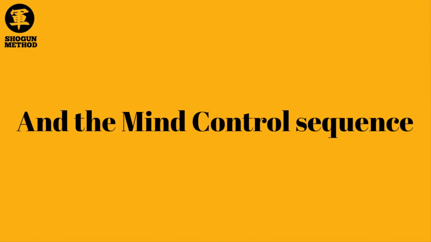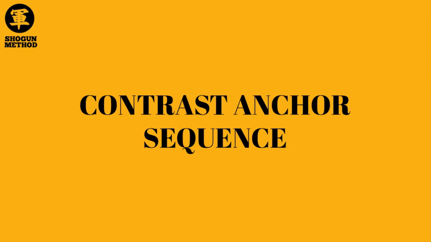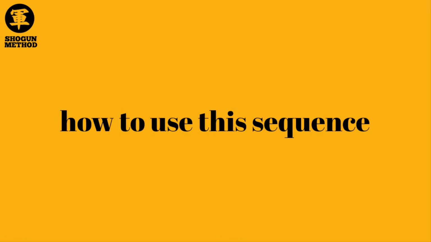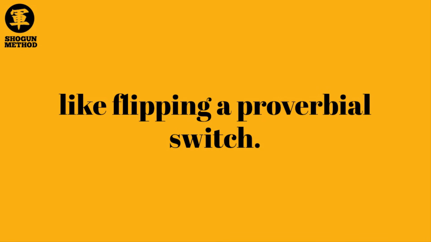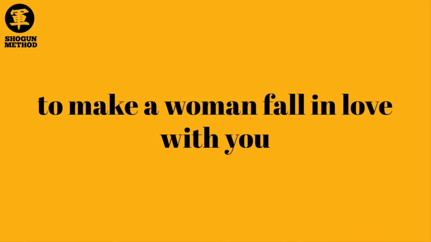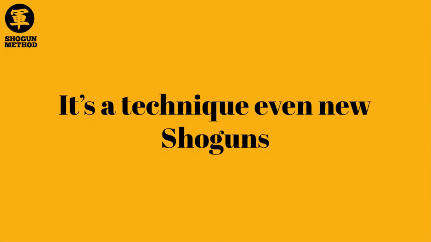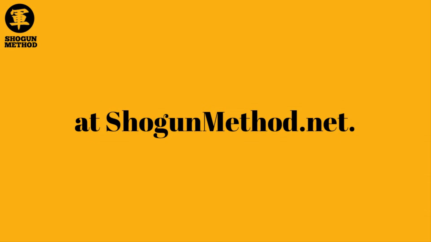And the mind control sequence you're going to learn today is the legendary contrast anchor sequence. Watch this video until the end, and you'll know how to use this sequence to make a girl interested instantly, like flipping a proverbial switch. The contrast anchor sequence is specially crafted to make a woman fall in love with you during your very first encounter. It's a technique even new shoguns can learn to use on day one upon joining us at shogunmethod.net.